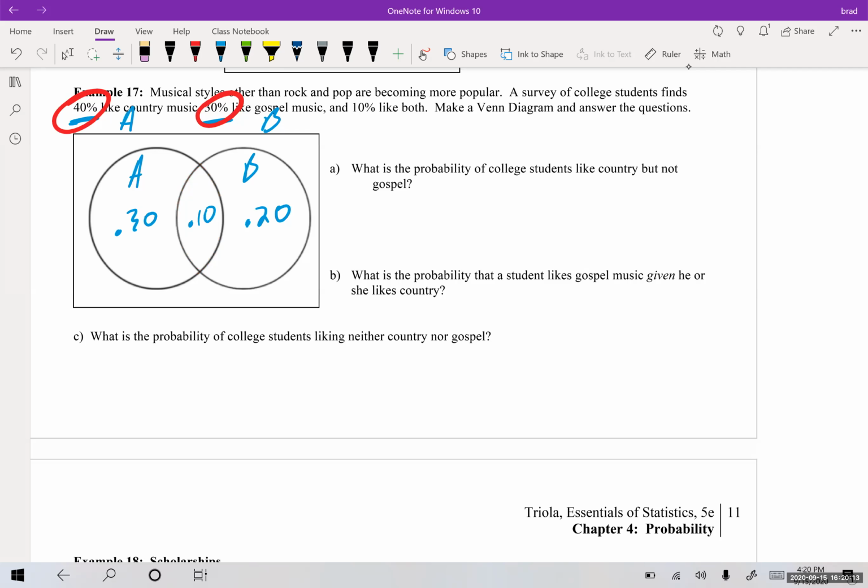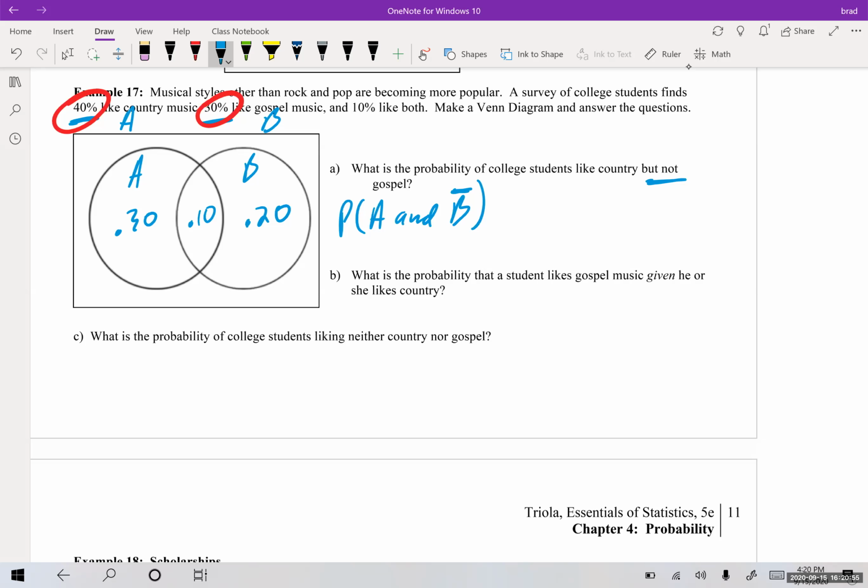It says, what is the probability of college students, and remember, there's this space out here as well, which accounts for people that like neither country nor gospel. So what is the probability of college students that like country but not gospel music? Let's write this in our notation. The probability that they like country is the probability of A, and not gospel would be B complement, the event B not occurring.